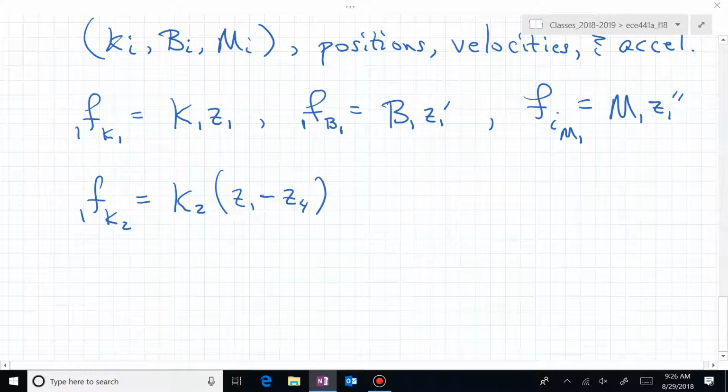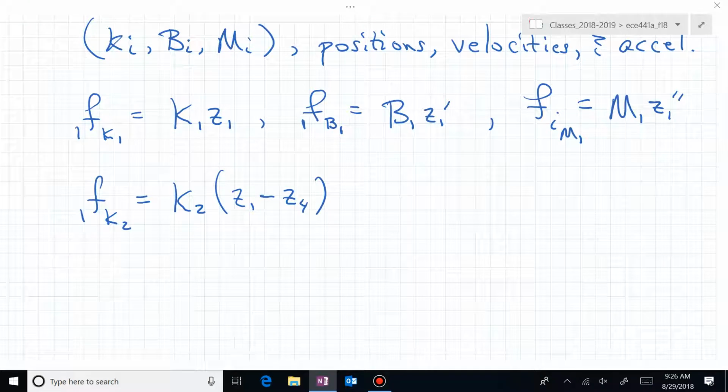The force F1 sub K sub 2 produced by spring 2 is K2 times the difference Z1 minus Z sub 4. Now if I had sketched Z sub 4 in the other direction, then it would be a plus Z sub 4. Is that clear? So drawing all of your positions moving in the same direction allows you to have this consistent Z1 minus Z4.